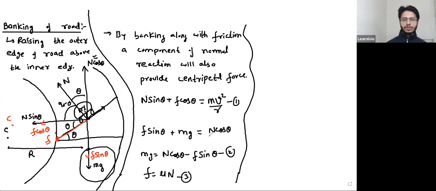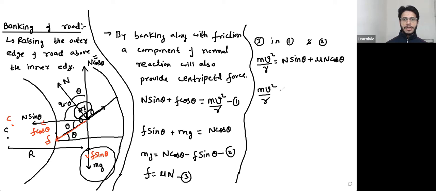If I substitute the values of friction from 3 in 1 and 2, then I will get mv square by r is N sine theta plus f, which is mu N cos theta. So you can take this N as common: mv square by r is N times sine theta plus mu cos theta. That is equation number 4.